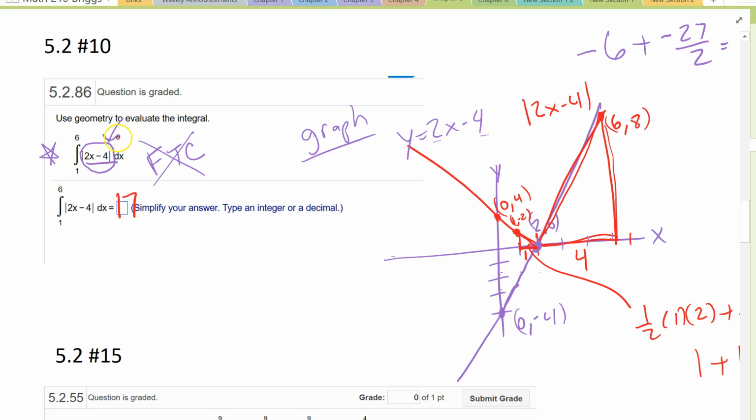So just remember on the absolute value, you've got to see where the function is negative, so where it would cross the x-axis. And on a line that's relatively easy to do: you plug in y equals 0 and solve for that x point. And then you just reflect that line about the x-axis. You find your endpoints, and then you're only dealing with triangles. So you find the area of one triangle and add it to the area of the other triangle.